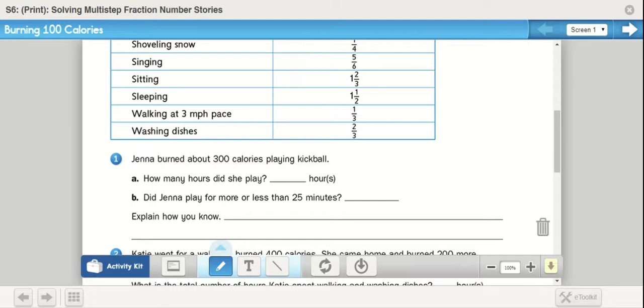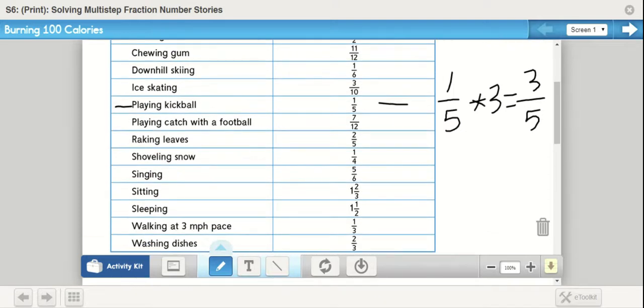So again, you have to look at your denominator now, okay? And you have to ask yourself this question. 5 goes into 60 how many times? Because you're asking yourself that because there's 60 minutes in an hour. If I'm breaking it up into fifths, I have to ask that. So 5 times what gives me 60? You know your multiplication, then that is 12. So it takes 12 minutes to burn 100 calories, but she burned 300 calories, so I'm going to take that times 3. So 12 times 3 is 36.